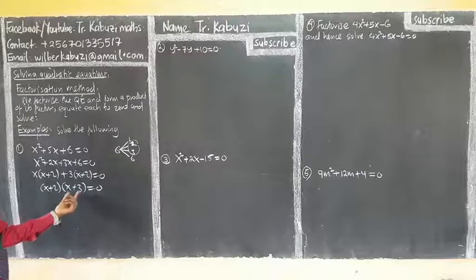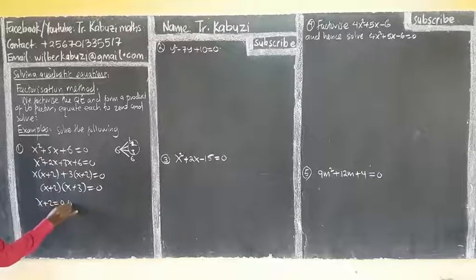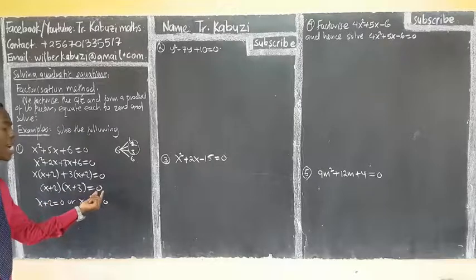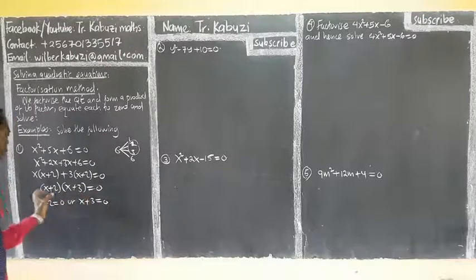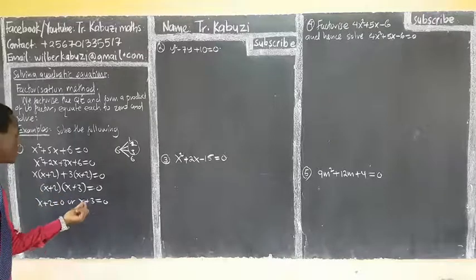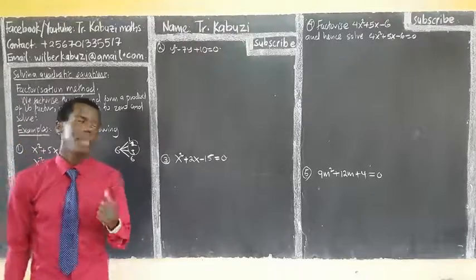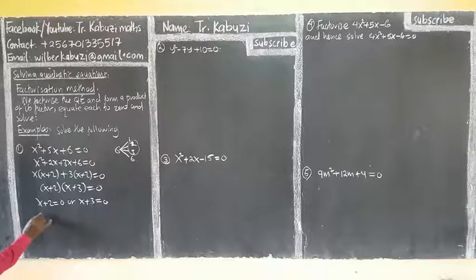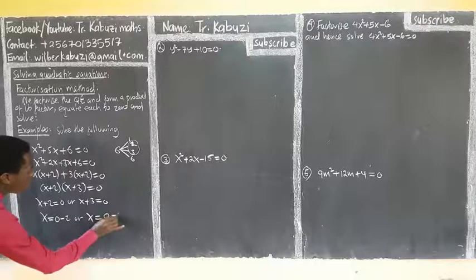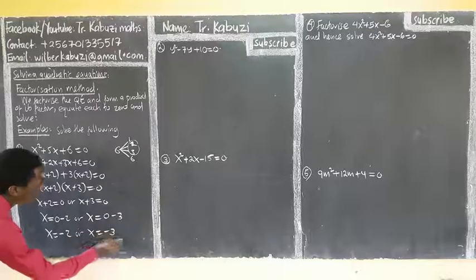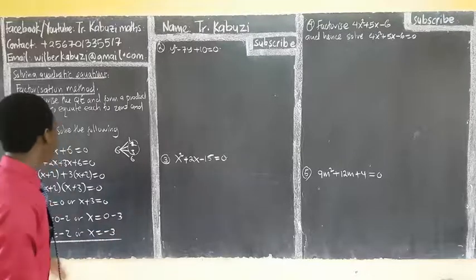Now after getting these two factors, you set each of them to 0. So you say x plus 2 equals 0 or x plus 3 equals 0. Why? If you are multiplying two brackets and they give you 0, it means that one of them is 0, because anything multiplied by 0 gives 0. So our x will be 0 minus 2, or our x will be 0 minus 3. So our x becomes negative 2 or negative 3. So we have solved this equation.